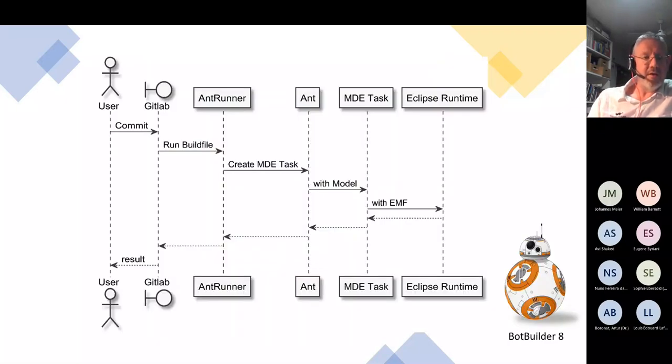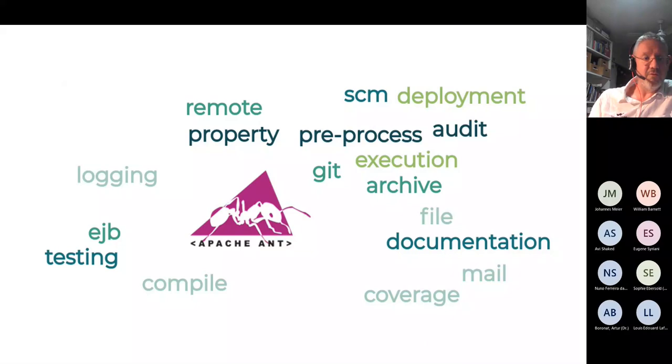This is how it works technically. You, the user, make a commit, GitLab receives it, runs the build file, which runs the Ant runner, which runs the MDE task, in this case the Epsilon task, which calls into Eclipse, does the computation, and after n steps, we return and the process finishes. What can we do? What's available?